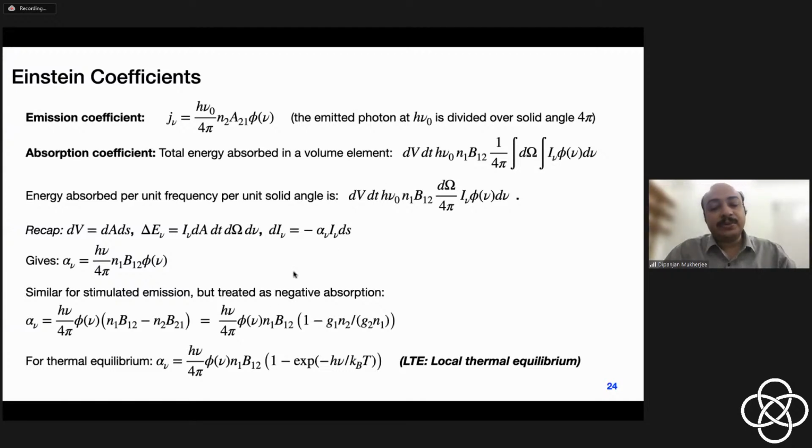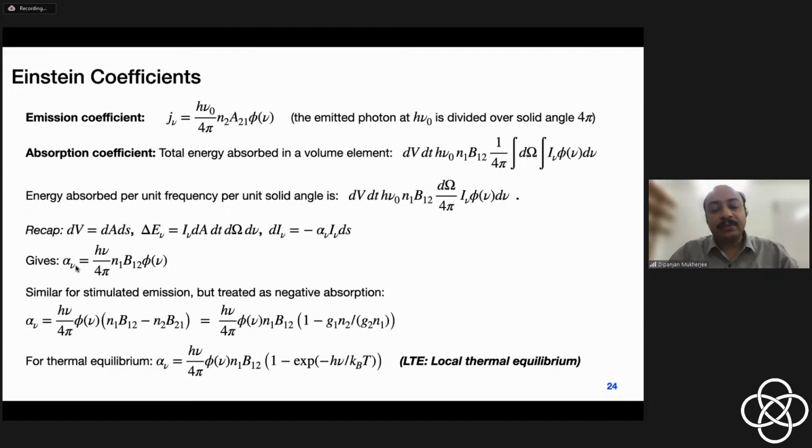So just by comparing these two, we get an expression for alpha nu, the absorption coefficient, related to the quantum mechanical description of the system, which is given by the Einstein coefficient B12. Now it is making a transition, absorbing an energy corresponding to h nu multiplied by the profile function. So this is your absorption coefficient. Now directly from basic quantum mechanical principles, we can relate the emission and the absorption coefficients.